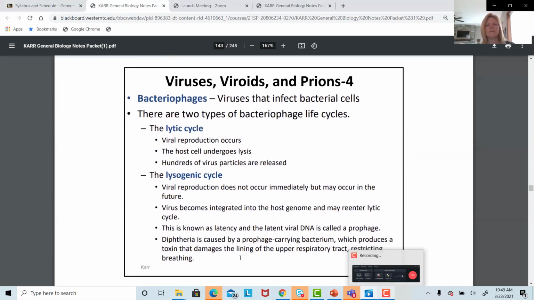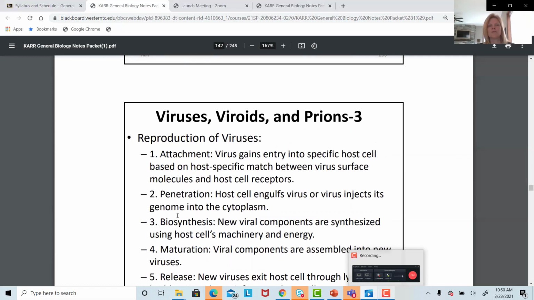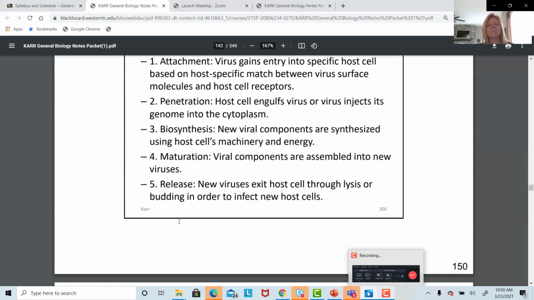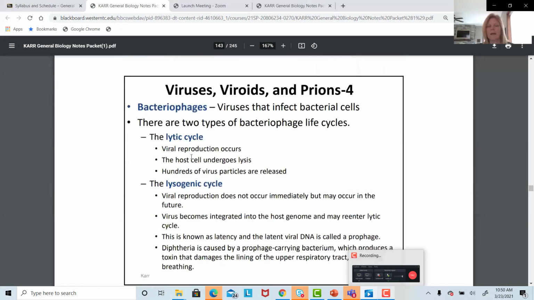So there's 2 major life cycles of viruses. There's the lytic cycle, where we have viral reproduction and the host cell dies. It undergoes lysis, and lysis again means breaking apart, being destroyed, releasing those viral particles into the body. And then we have the lysogenic cycle, and this is where we still have the attachment and penetration and biosynthesis, but we don't destroy the cell and release that virus into the body yet.